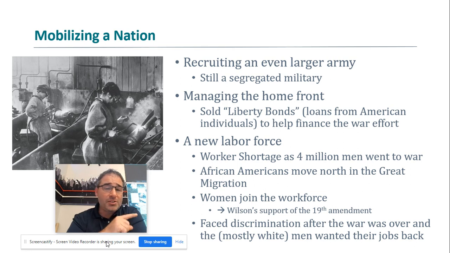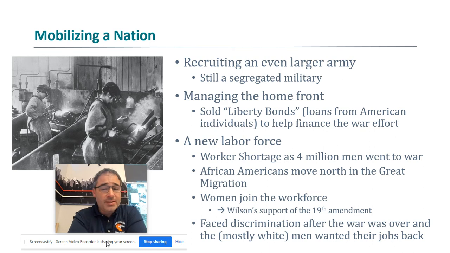The United States also needed to manage the payments for the war. They didn't really increase the income tax. So they needed some way to pay for the war, and they're going to do it through borrowing, and they're going to use deficit spending. They didn't call it that.